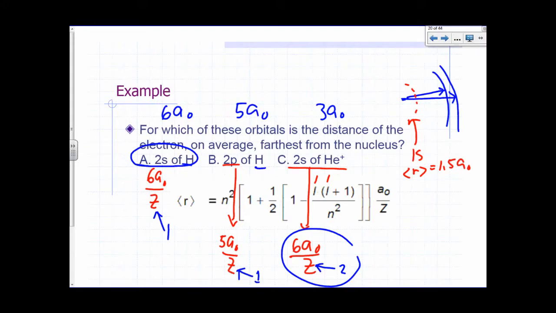Now, you can actually figure out the difference between 2s of hydrogen and 2s of helium plus because they have the same formula for the average distance, except that the Z value for helium plus is higher. So your helium electron in the 2s orbital of helium plus would be halfway from the nucleus compared to the same electron in a 2s orbital of hydrogen. And the reason for that is your helium electron is going to be pulled more strongly towards the nucleus because you have an extra proton in your nucleus.